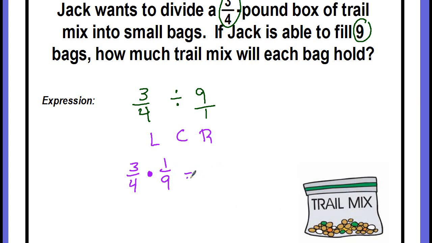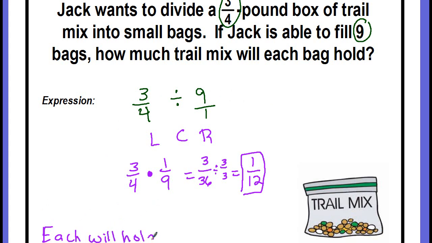Now let's multiply. Multiply your numerators. 3 times 1 is 3. Multiply the denominators. 4 times 9 is 36. And 3 is a factor of 36, so I'm going to divide both numerator and denominator by 3. 3 divided by 3 is 1. 36 divided by 3 is 12. And that is our answer. You can write a quick little answer statement. The question is, how much trail mix will each bag hold? Each will hold 1/12, and we're talking about pounds. 1/12 pound of trail mix.